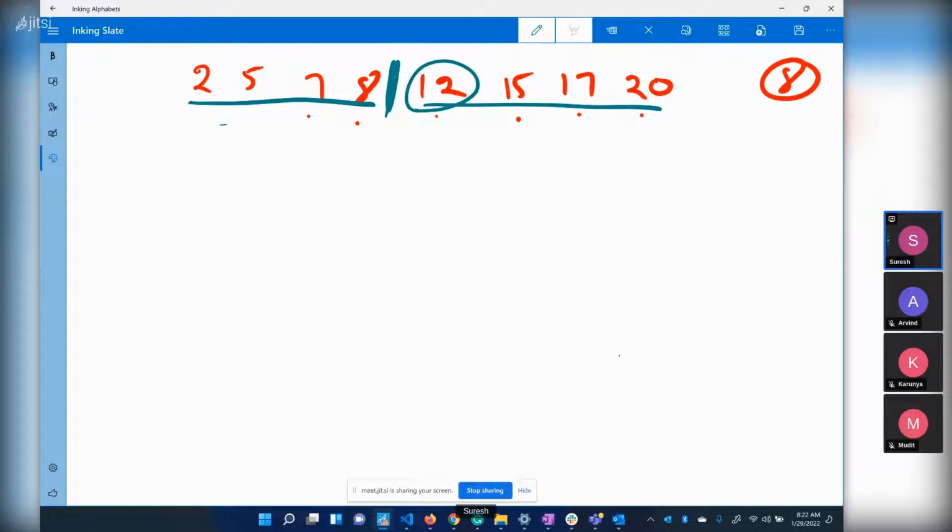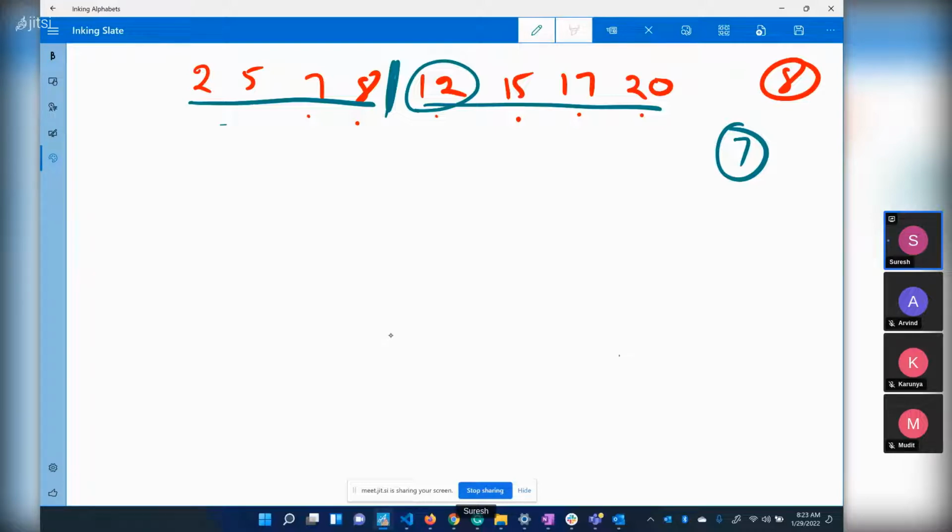So let's say how many elements do we have? 8. What is the way to calculate the mid? Actually, we forgot to do that for the other algorithm, so we can do the same thing. In the previous algorithm, we had 7 elements, right? So how do you calculate the mid value?